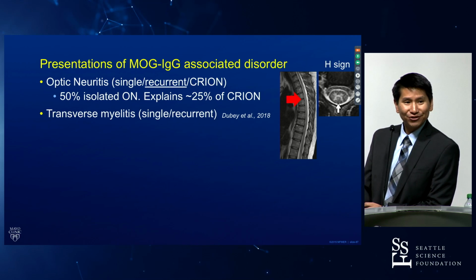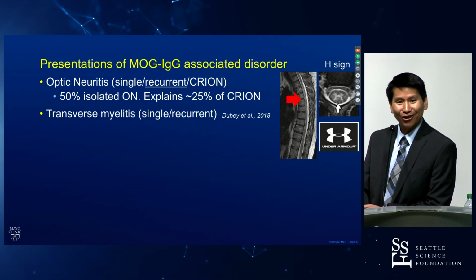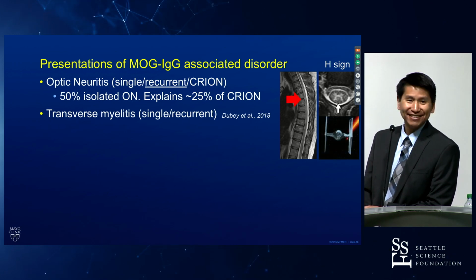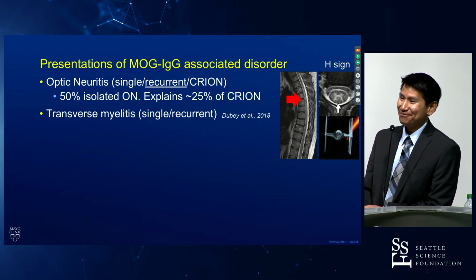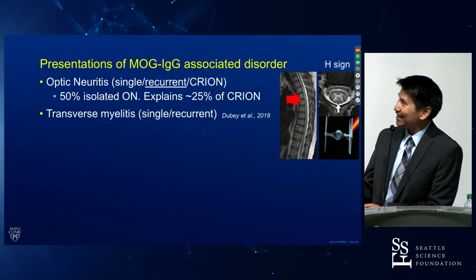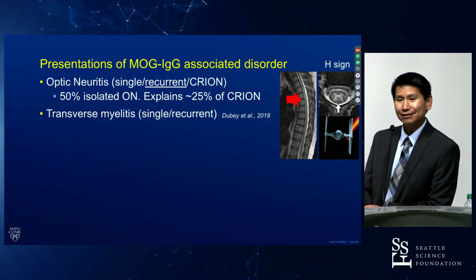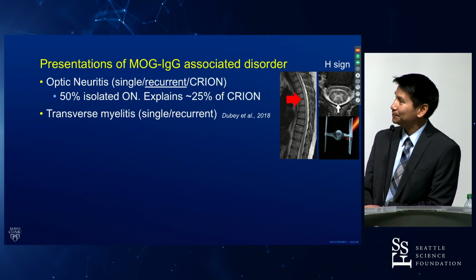And if you're a sports fan, you could say, well, maybe that's the Under Armour sign. And then if you're a Star Wars fan, it's a TIE Fighter sign. But regardless of what you call it, if you see that central gray that's being affected, you want to think that this is probably MOG, not aquaporin 4.